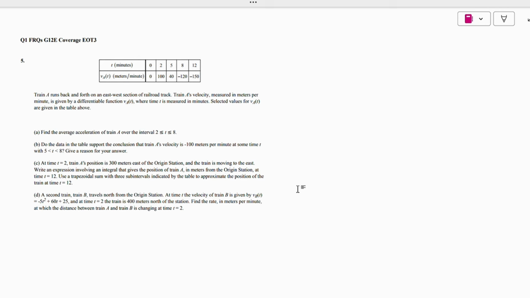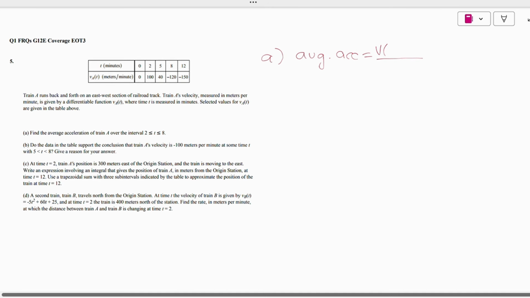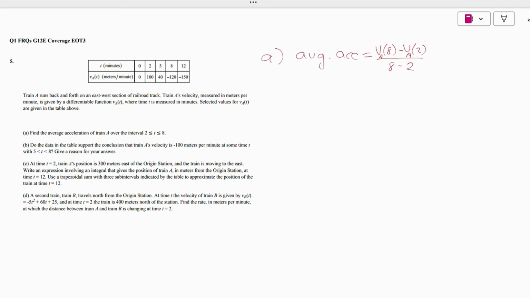Find the average acceleration of train A over the interval 2 to 8. Well, this is the average rate of change formula. So to do part A, this is the average acceleration. It's equal to V of 8 minus V of 2 over 8 minus 2. We're referring to train A. So if you take these values from the table, negative 120 minus 100 over 6. This is negative 110 over 3 meters per minute squared as its acceleration.